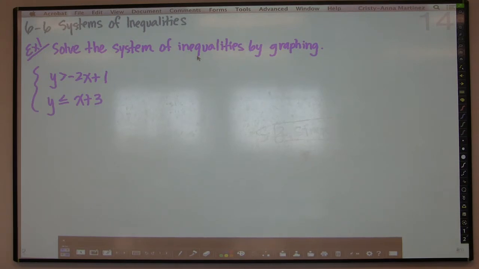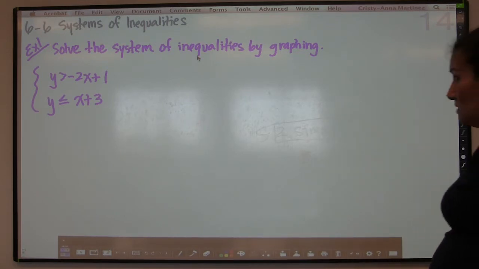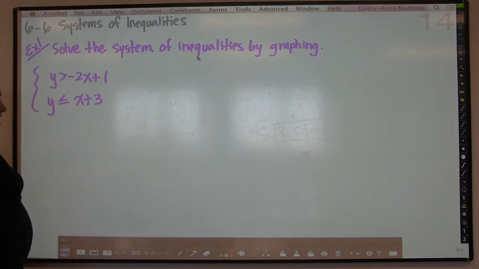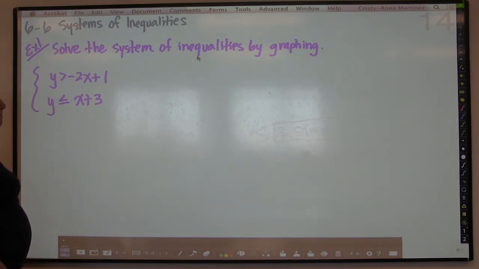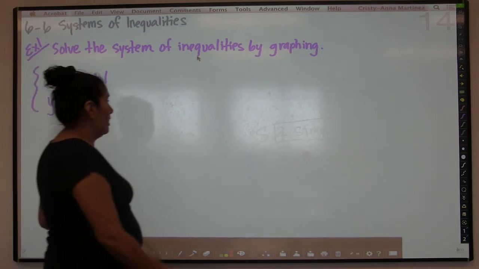Obviously the entire chapter has been about systems of equations, and this time we're going to be talking about systems of inequalities. The good news about a system of inequalities is that you don't have to find the exact point where the two lines cross when you graph them. You're looking for a whole region of solutions. So I'm going to show you how to do that, but again, since you already know how to graph lines, this should not be very complicated.